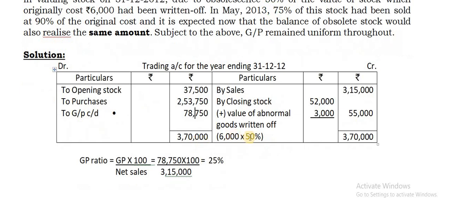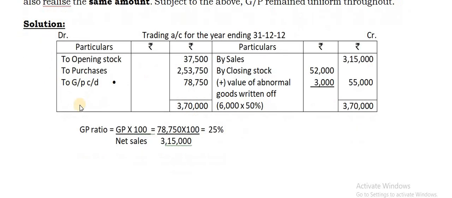Go for the GP ratio. GP ratio is 78,750 by 3,15,000 into 100. So that gives you 25%. Now that is the rate of GP. Okay, pause it and write it down.